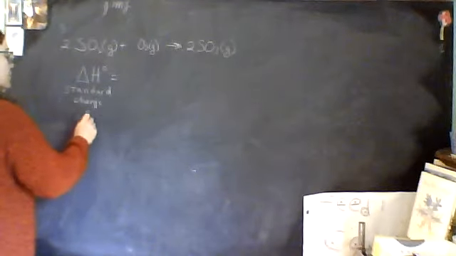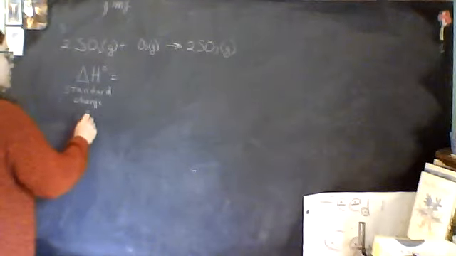It equals what? We don't know what it equals. Okay, so we want to find it. What is it then? It's negative 198 kilojoules. So what do we want to find out? The standard change in enthalpy is not what we want to find. We want to find the standard enthalpy of formation. Okay, standard enthalpy of formation of SO2 gas.